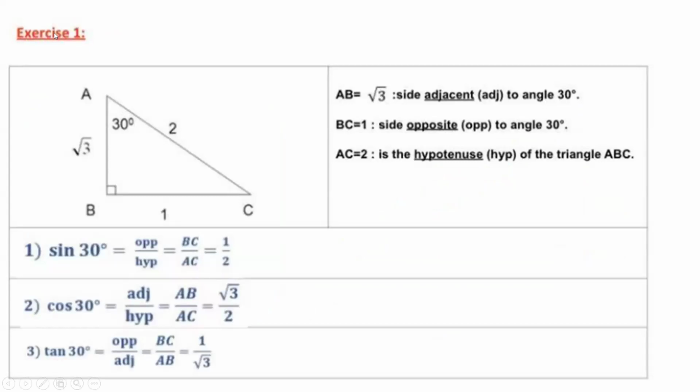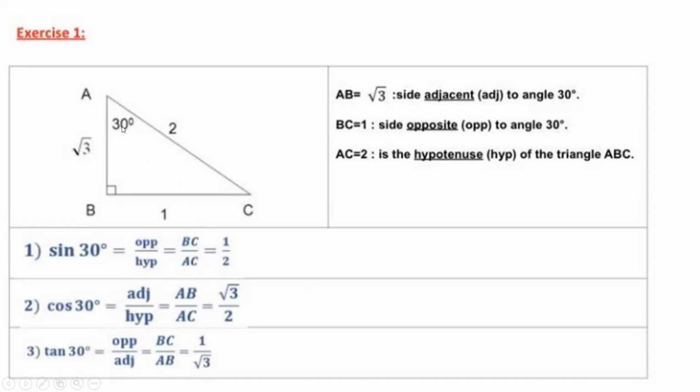As an exercise, we are given triangle ABC right at B. We are given here an angle 30 degrees. This is an angle 90 degrees. AB is equal to radical 3, AC is equal to 2, and BC is equal to 1. So AB equals radical 3. AB is adjacent to angle 30, and BC is the opposite to angle 30.